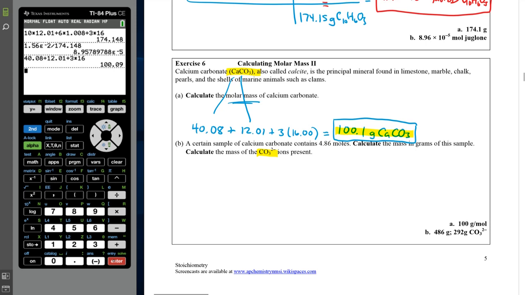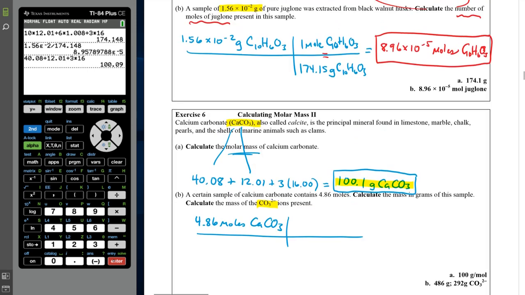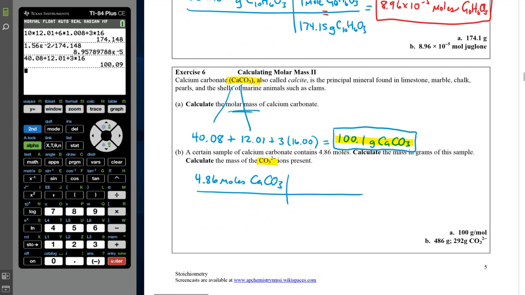All right. Now, it says here a certain sample contains 4.86 moles of calcium carbonate. All right, calculate the mass in grams of this sample. All right, so that's our first part of it. We're going to convert that from moles into grams. Much like we did in the previous problem, where we went from grams to moles. We're going to use the molar mass that we just calculated.